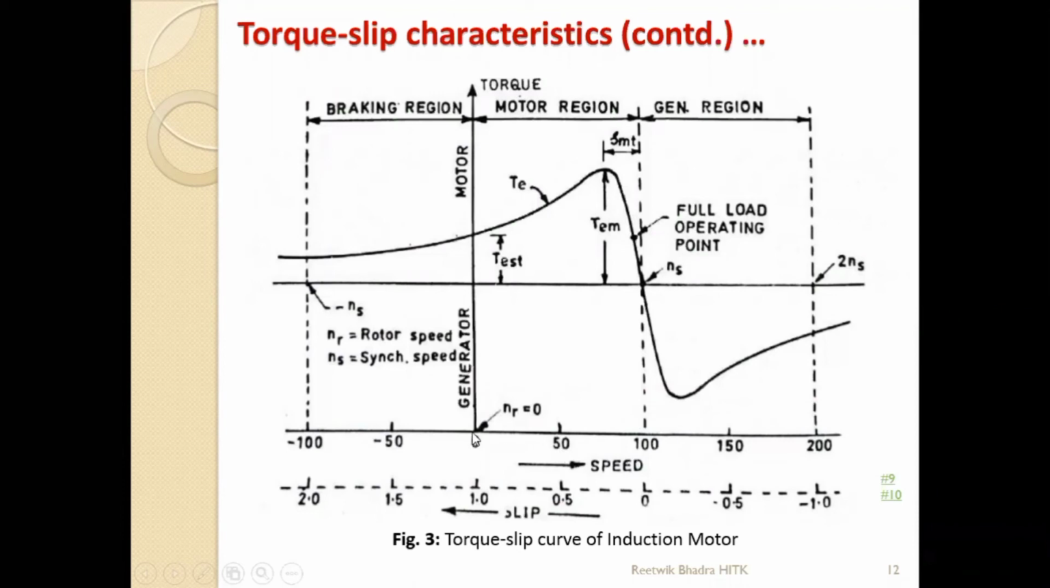And also at this point, when slip is equal to 1, NR is equal to 0, right? So when NR is equal to 0, slip is equal to 1. So this is slip 1, NR 0. This is slip 0, NR is equal to NS. We are starting from this point. I mean, actually we will have to start from this point only, but for now we are starting from this point. We have a straight line up to this.